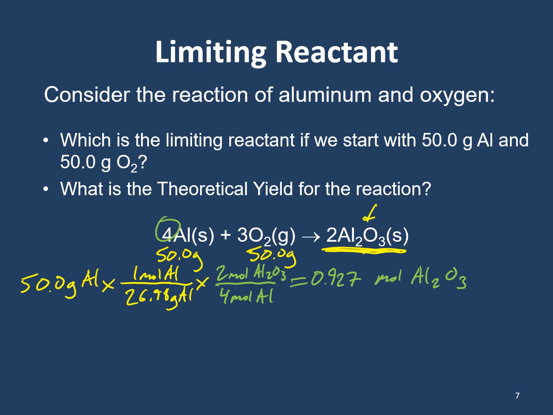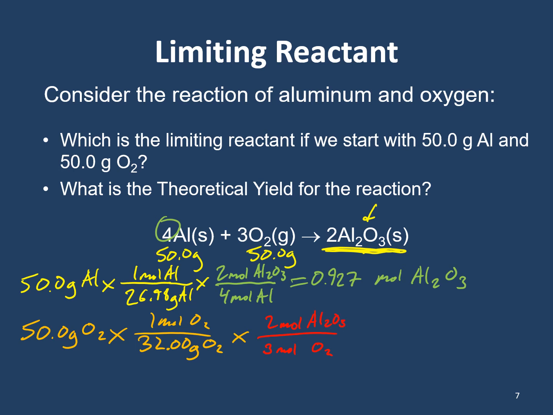Well, let's do this again, but now we're going to do it with oxygen, right? So I have 50.0 grams of O2 as well. The molar mass of O2 is 32.00 grams of O2 per 1 mole of O2. And I know that the mole ratio in this case is 3 moles of O2 goes to 2 moles of Al2O3. And we can calculate how many moles of Al2O3 we can form from this calculation. And it gives me about 1.042 moles of aluminum oxide.